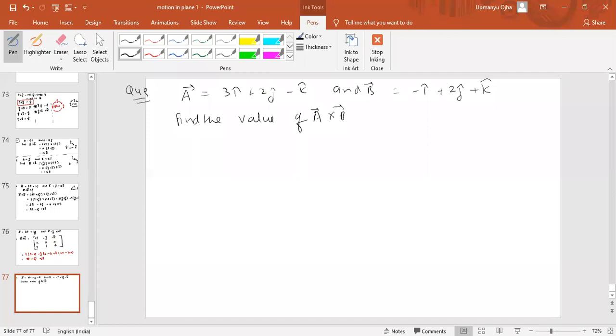Okay, you should do the matrix method because it is much easier than the previous method. So you have to do it with the help of the matrix method. Find A cross B in this case.